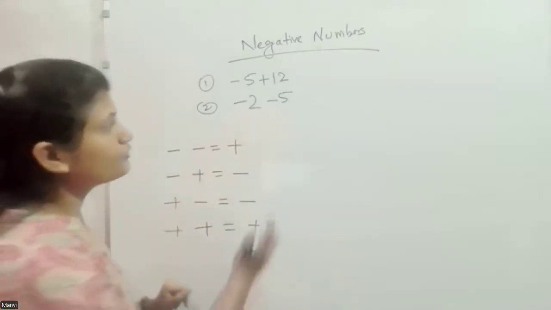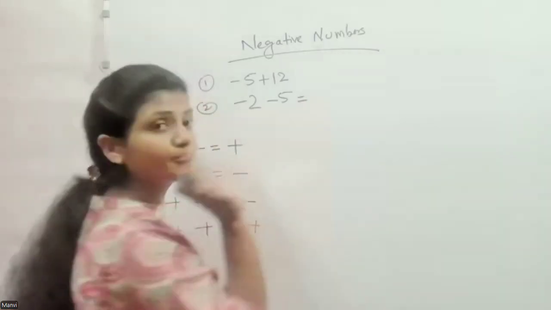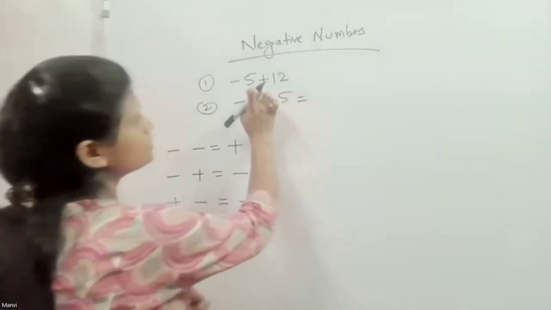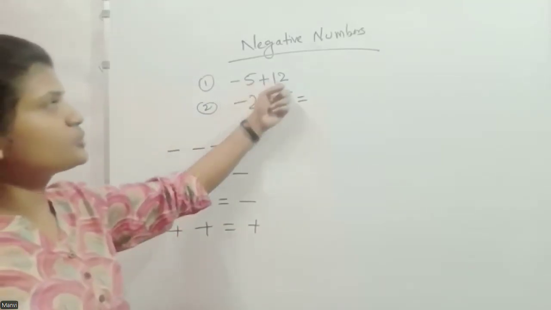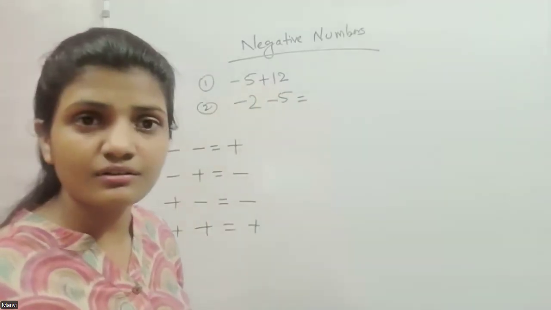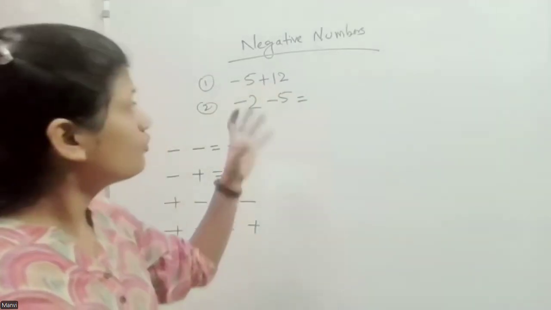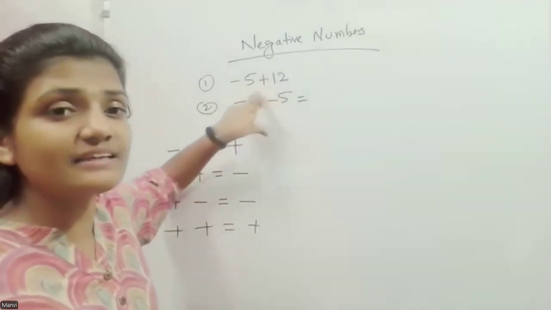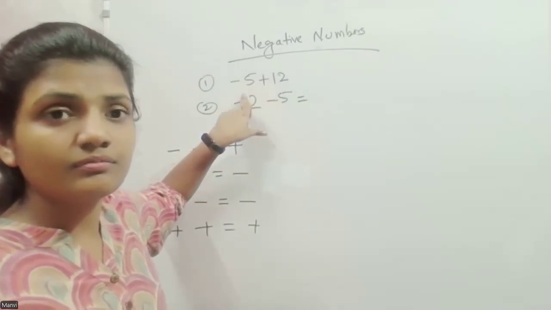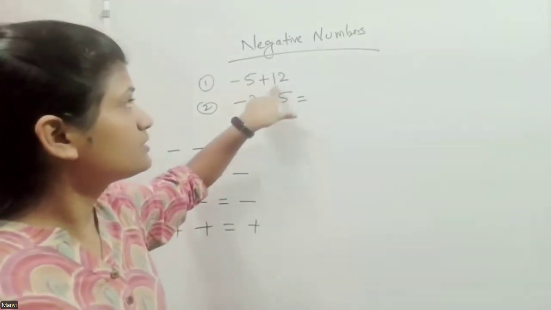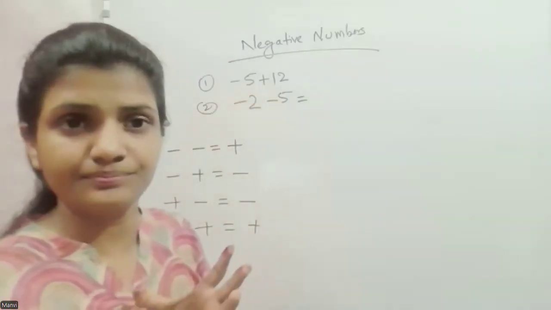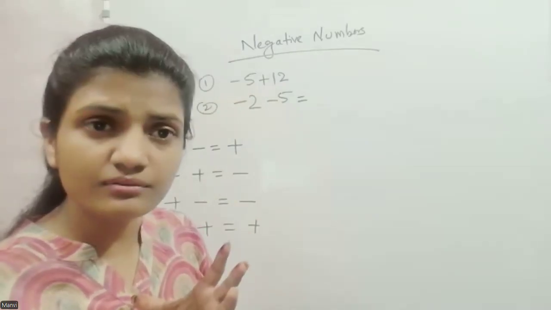Okay? But what sign do we need to put? We need to put the sign of minus. Okay? For this question, minus 5 and 12, because they are two different signs, we always do the subtraction, right? But what sign do we need to put? Minus sign or plus sign? No, plus, because 12 is bigger than 5. We always put the sign of the bigger number. Okay?